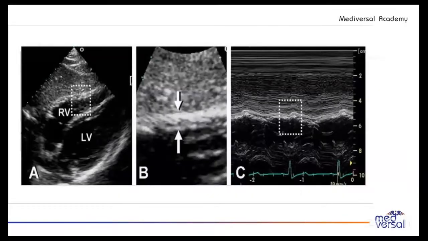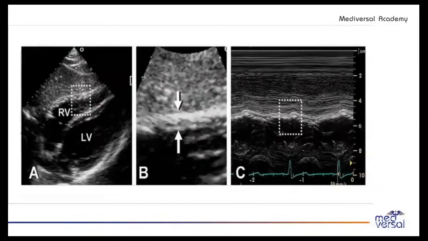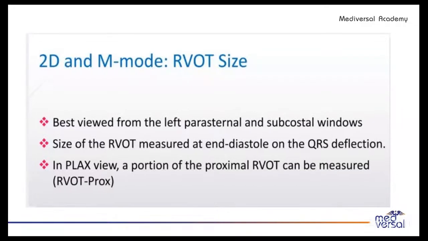See here, this was the subcostal window. So generally we are seeing LV and RV here, and we applied M-mode. The M-mode cut showing the wall of the right ventricle which was thickened. And after assessing the thickness of the RV, we have to go to the RVOT size.